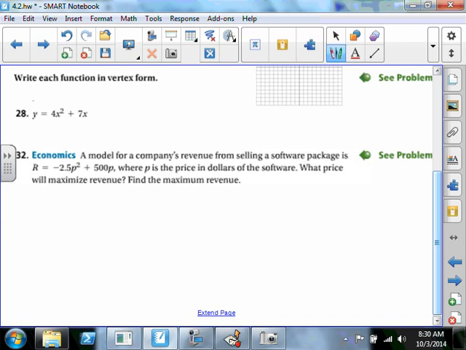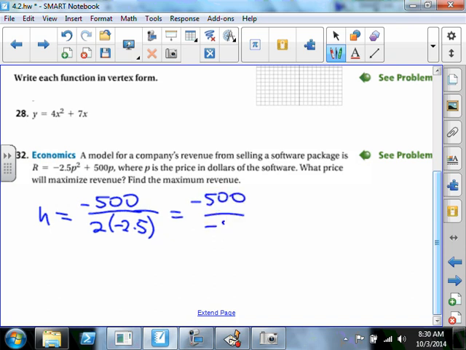So h is negative 500 divided by 2 times negative 2.5. So that's going to be negative 500 divided by negative 5, which is 100. So part A, the price that will maximize the revenue, wouldn't be 100. It's 100 what? 100 dollars.